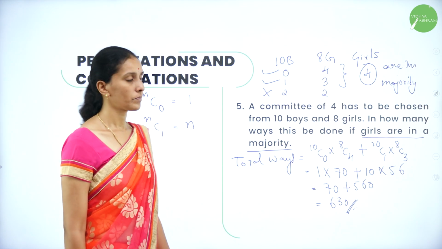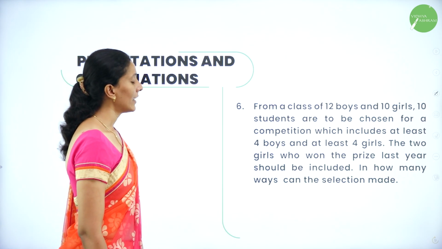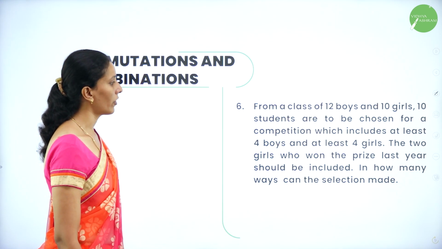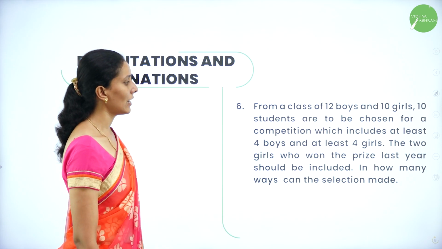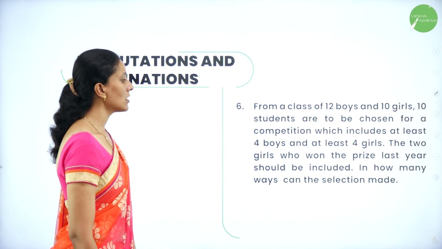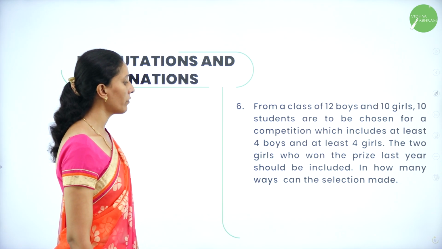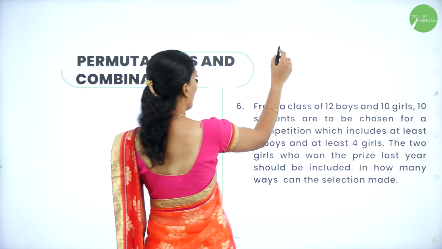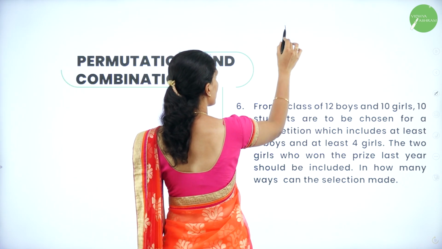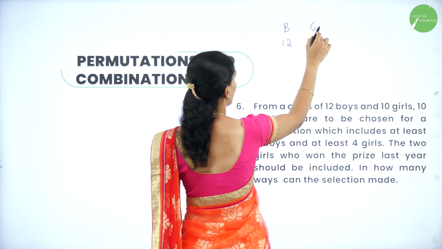Next question. From a class of 12 boys and 10 girls, 10 students are to be chosen for a competition which includes at least 4 boys and at least 4 girls. The 2 girls who won the prize last year should be included. In how many ways can the selection be made? So how many boys do we have? We have 12 boys. And how many girls do we have? We have 10 girls.